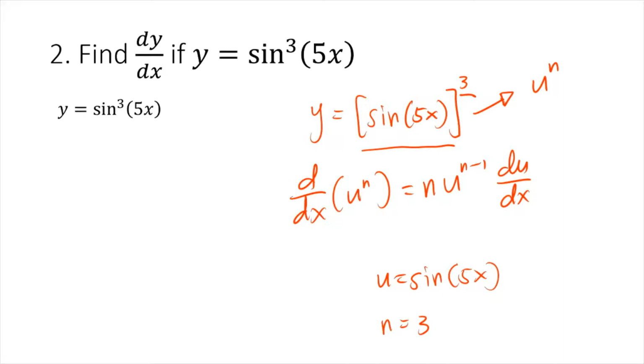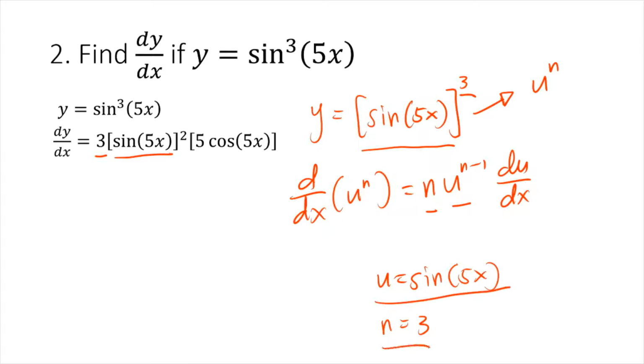Therefore, if we take the derivative with respect to x of our given function here, sine cubed 5x, it will result to 3 times quantity sine 5x raised to 2 times quantity 5 cosine 5x. So 3 here represents n from the general power rule, right? Sine 5x again is u. N is 3. And then 2 is the result of n minus 1. N is 3, so 3 minus 1 is 2.